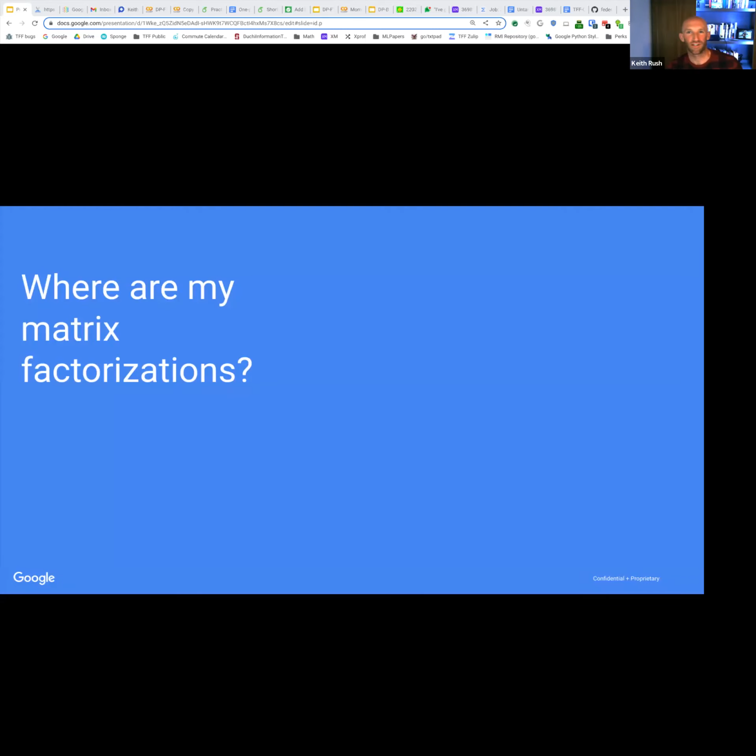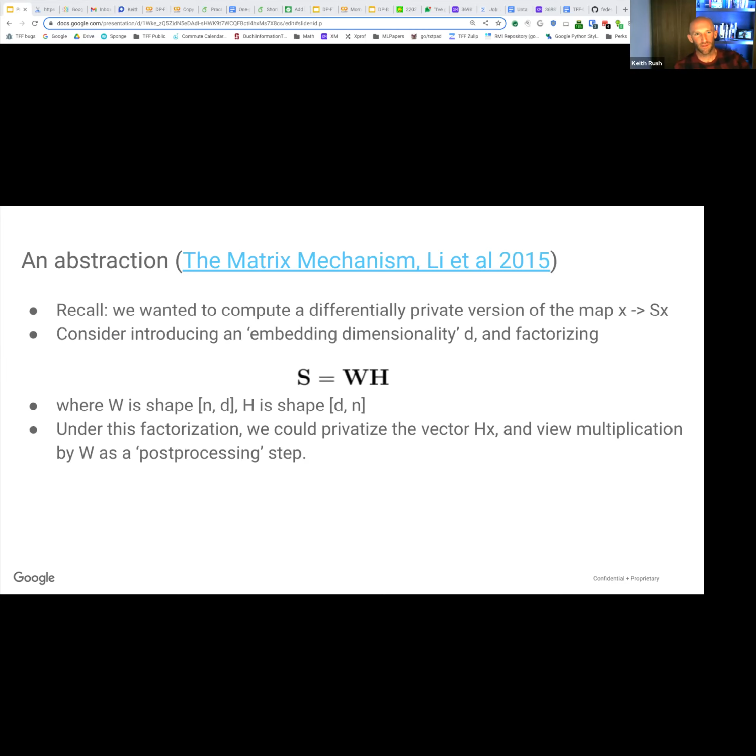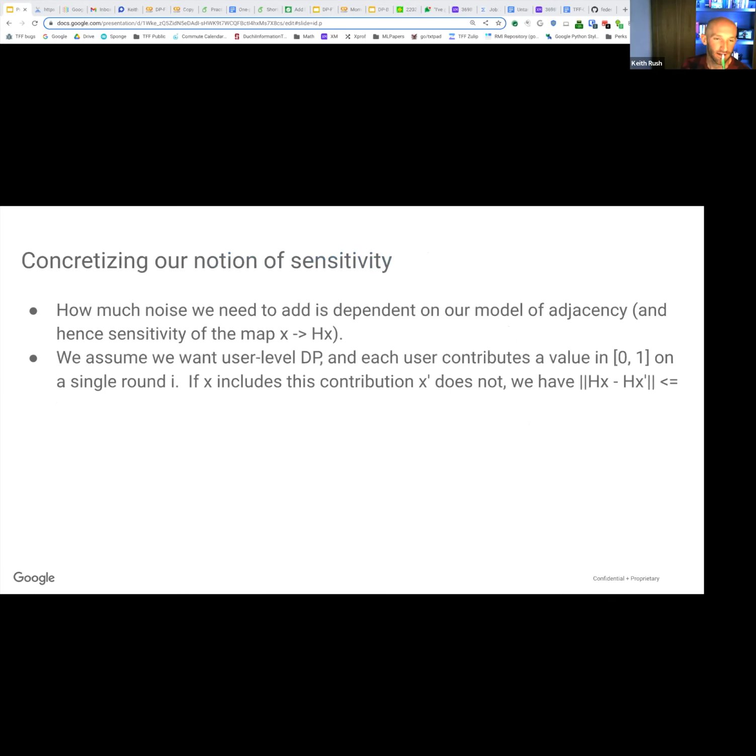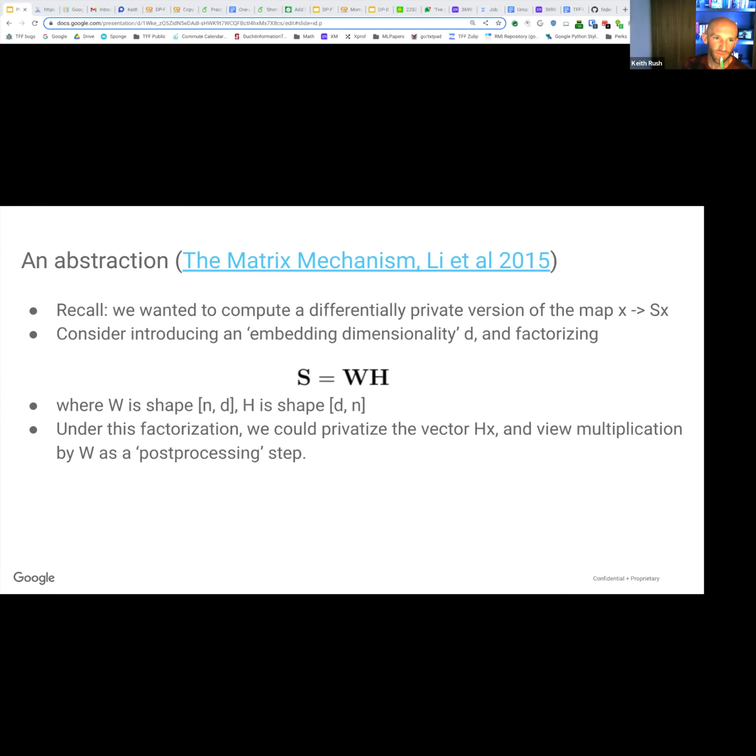You may be asking, where are my matrix factorizations? We haven't done that at all yet. Okay, so we're going to talk about the matrix mechanism. Remember that we wanted to compute some differentially privatized version of some map. I'm going to call this map x to Sx. So S is just going to be some matrix, and we multiply S with some vector x, and that's the map that we get. Now we consider that we factorize S into W times H.